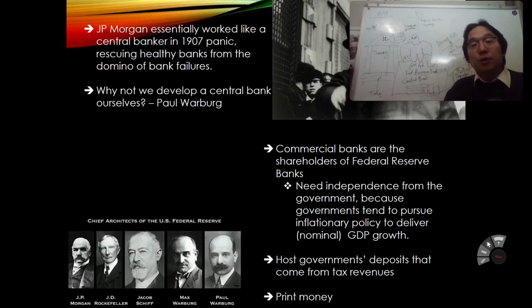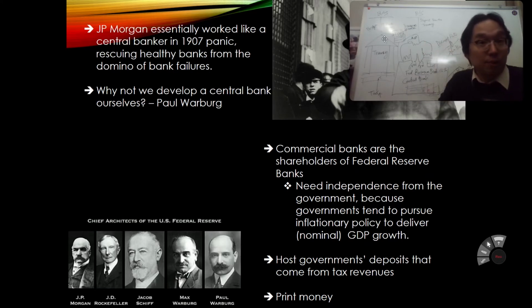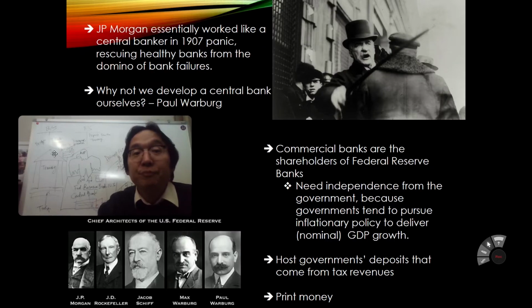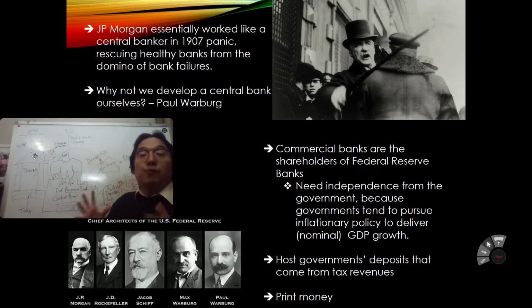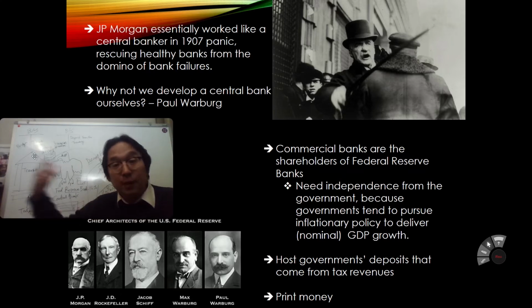The interesting thing is this: in 1907, with that panic, there was depression associated with that San Francisco company in 1906 or so. J.P. Morgan, the monopolistic banker at that time, essentially worked like a central banker. I told you there are thousands of banks, but in Wall Street, in New York City, J.P. Morgan was the most powerful guy. What did he do to prevent the domino effect of bank runs to the next bank, and the next bank, and the next bank?